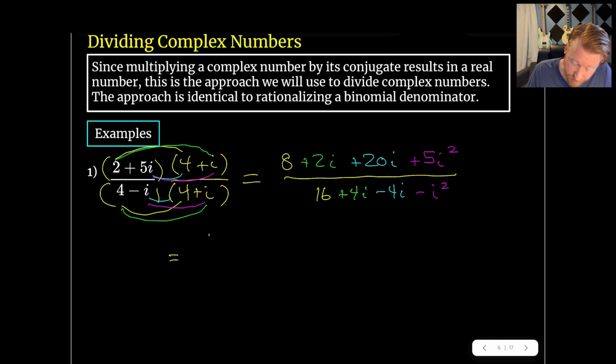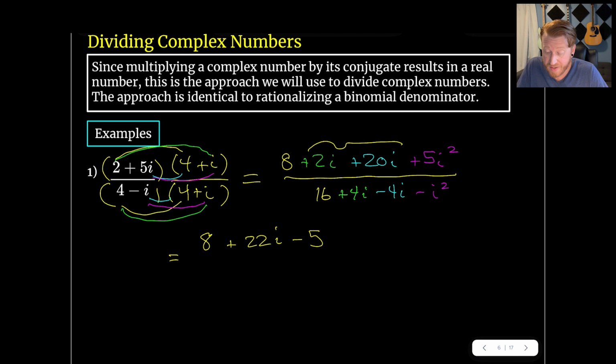In the numerator, I've got 8. Combining these two terms here, it gives me plus 22i. And then just being very careful and converting this i squared into a -1, I'm going to have negative 5. So I didn't write out the negative that time, but now I know that that i squared says -1, and 5 times -1 will give us the -5. In the next step, I can combine that 8 and the 5, and we'll have our numerator simplified.